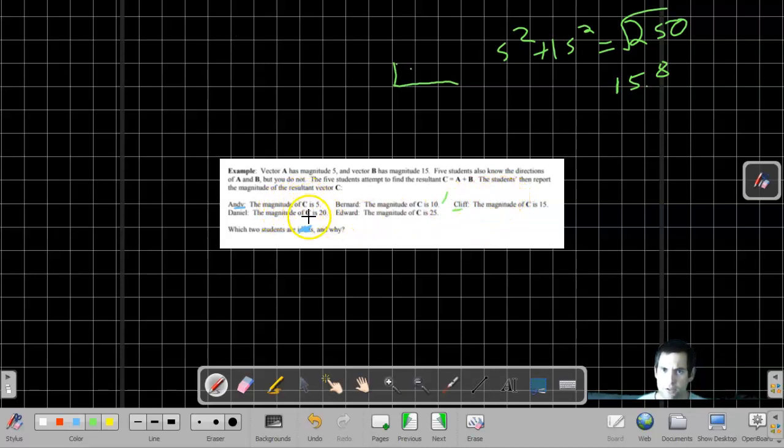Daniel, the magnitude is 20. Okay, that's easy. If vector A is 5 this way and vector B is in the same direction and it goes 15, then we know this total length here is going to equal 20. Okay, Daniel, you know what you're doing. Edward, the magnitude is 25. I don't know how you get 5 and 15 to be 25. So it looks like our winners for most misguided are Andy and Edward would be the two students, and Cliff, you're a little bit off there.